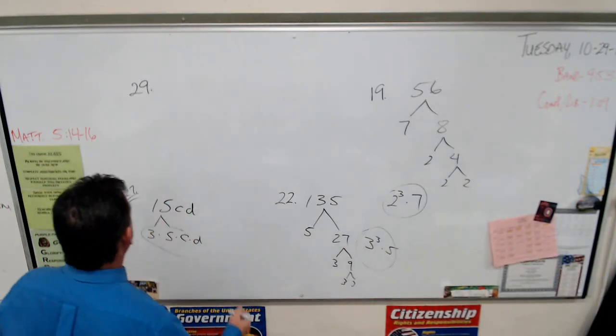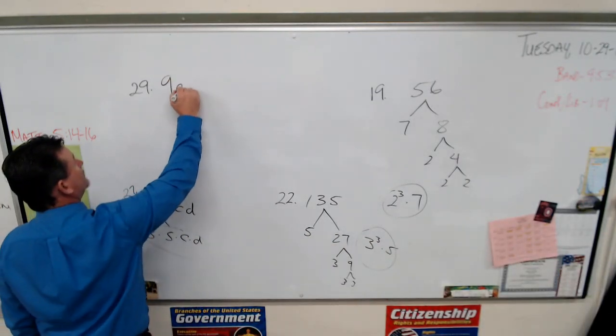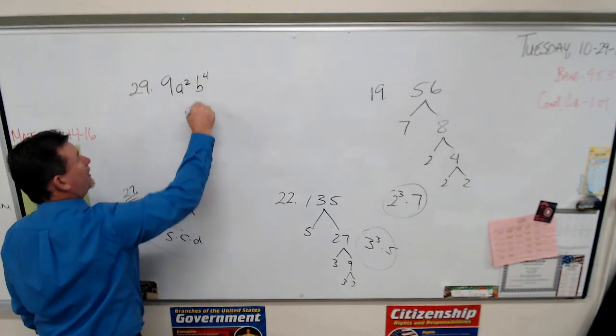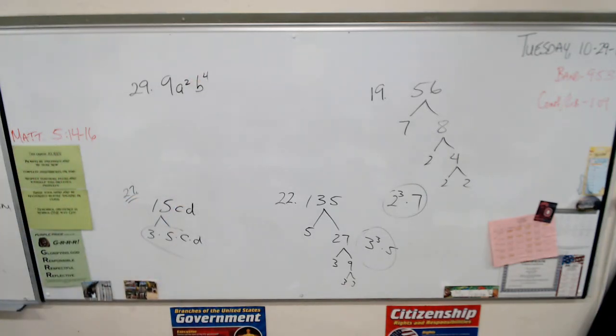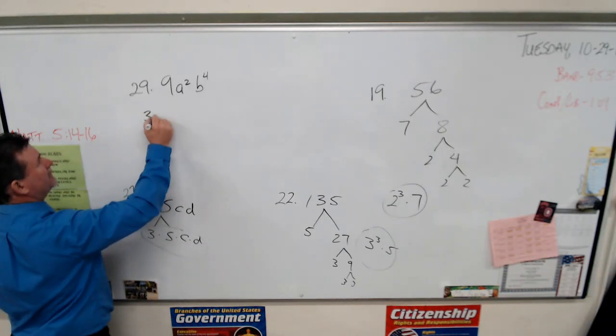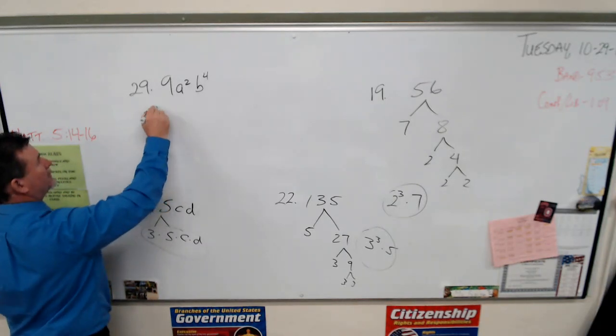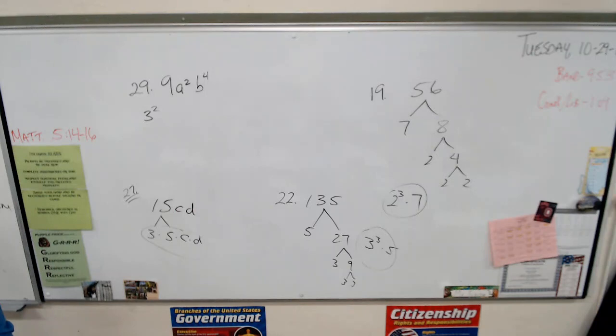9a squared b to the fourth. Is that what it says? Work with the number first. What's 9? Prime factor. 3 and 3. So 3 squared. Everybody with me so far? If I did the tree for 9, it'd be 3 times 3. So I don't write 3 times 3, I write 3 squared.